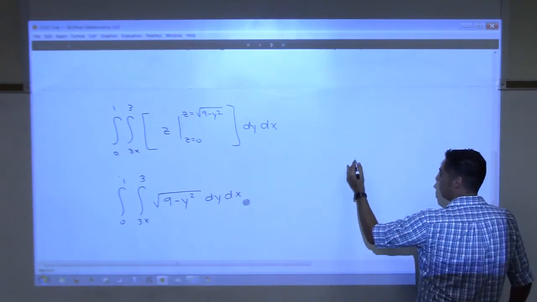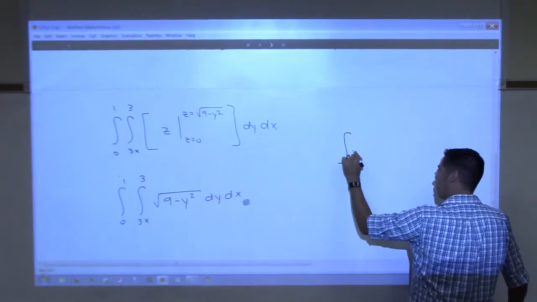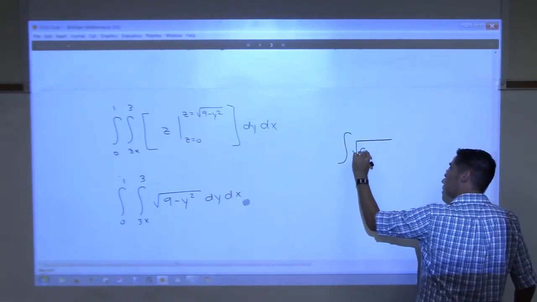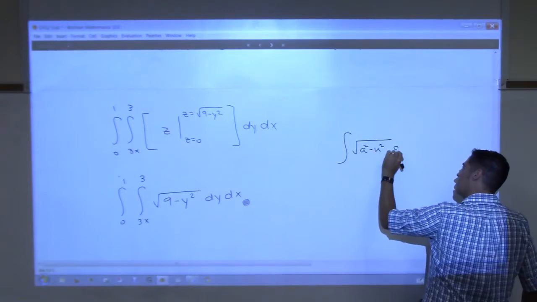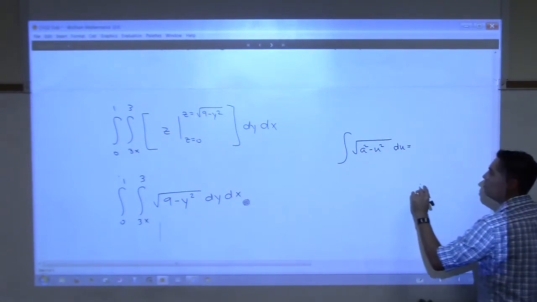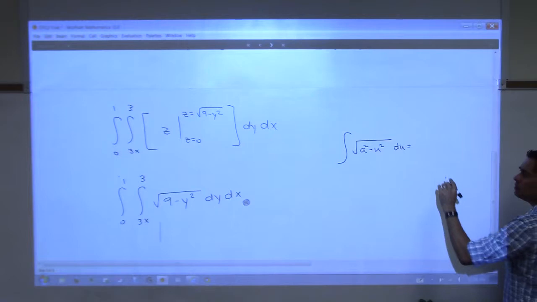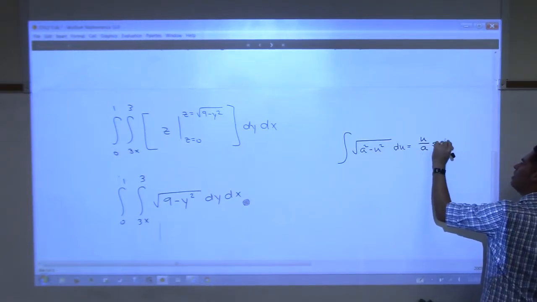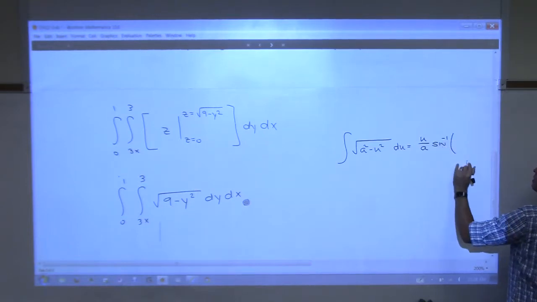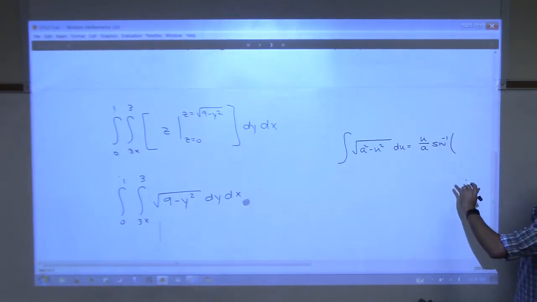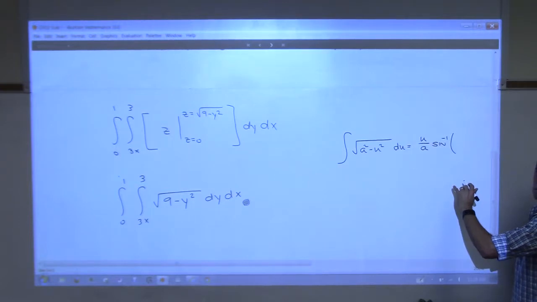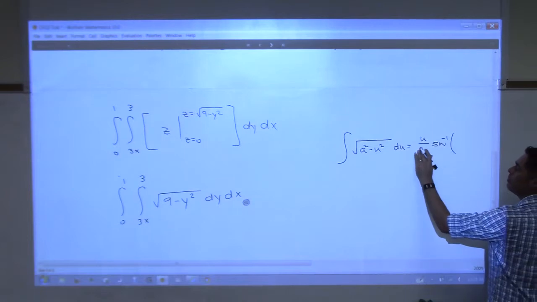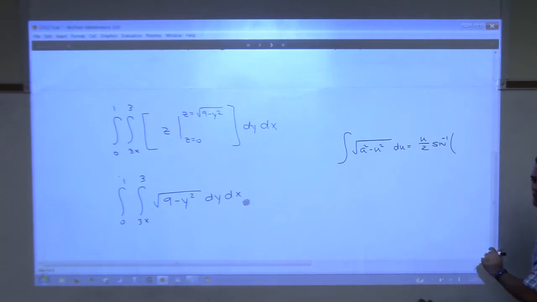Okay. So what is the formula? The formula says that if you have the square root of a squared minus u squared du, it's equal to, what is it, 1 over a? U over a. Arc sine. Is this right? Are you there? Yeah, I got u over 2. Oh, u over 2. Okay. I don't have all 157 formulas memorized, so.